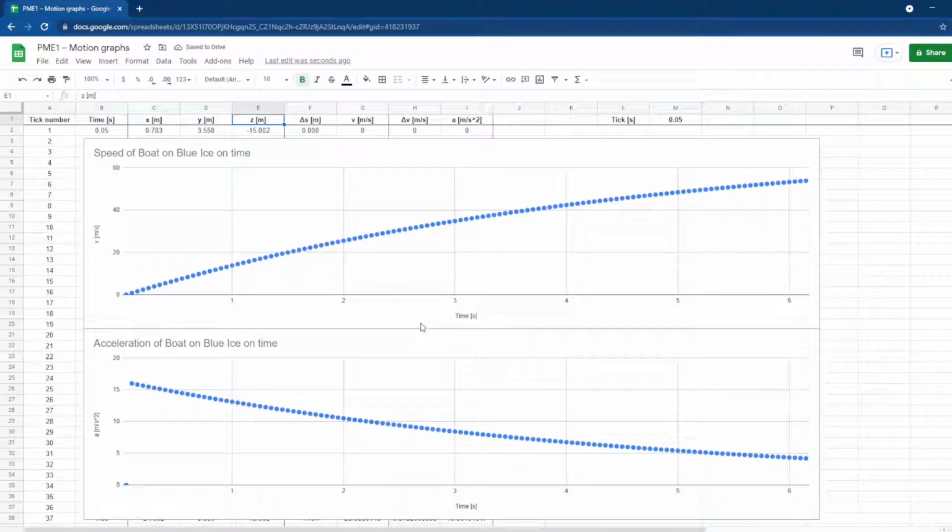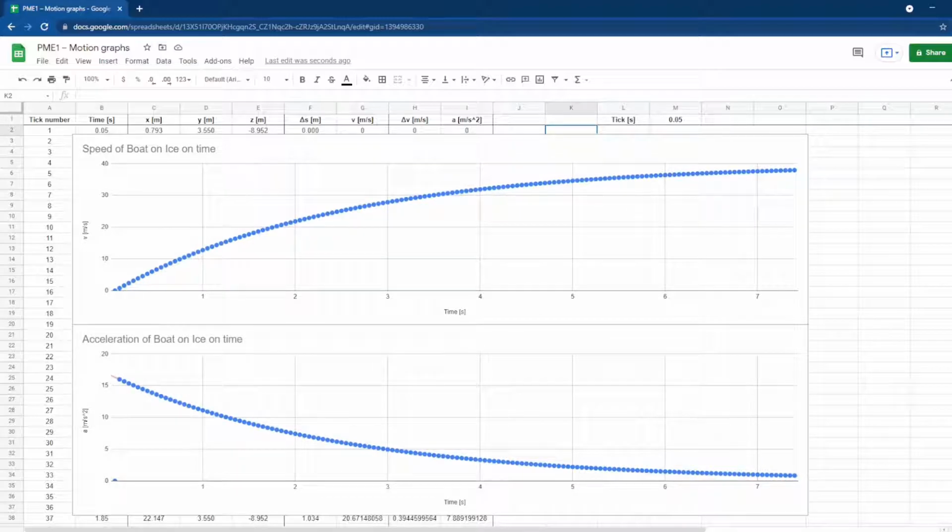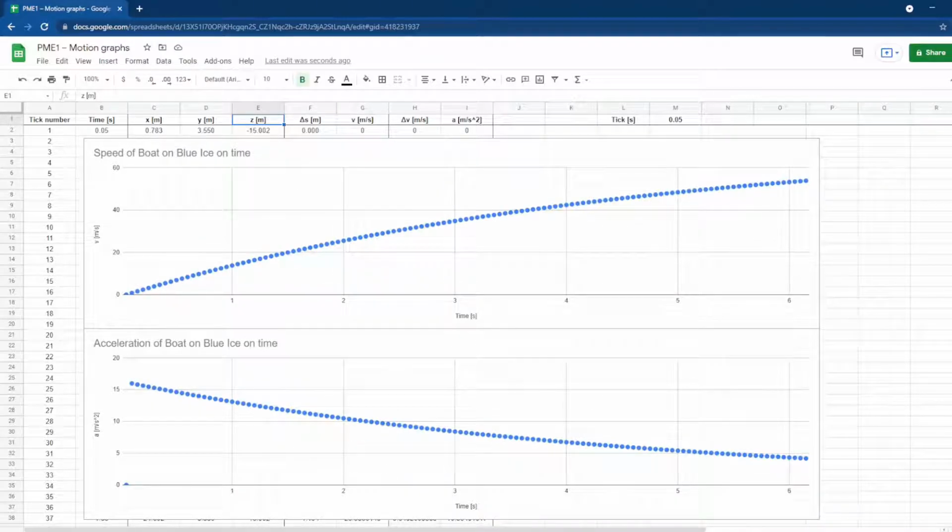Okay, so this is what the graph looks like now. Again, it looks very much the same. The only difference is there are fewer points. And that tells me that the boat on blue ice traveled faster and therefore didn't take as many ticks to get to the finish line. Let's put all those graphs together in one graph.